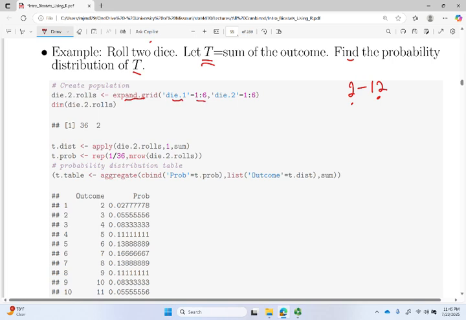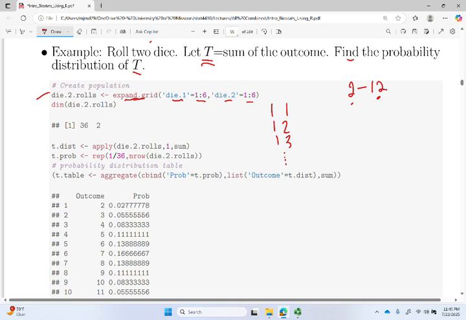So I'm going to use the expand.grid function, and we're going to roll a die, and its values can take on 1 to 6. Die 2 can take on 1 to 6. And this expand.grid lists all possible rolls. So it goes through and puts a 1 1, and then a 1 2, and then a 1 3, and then all the way down for all possible combinations. And it puts that in here.